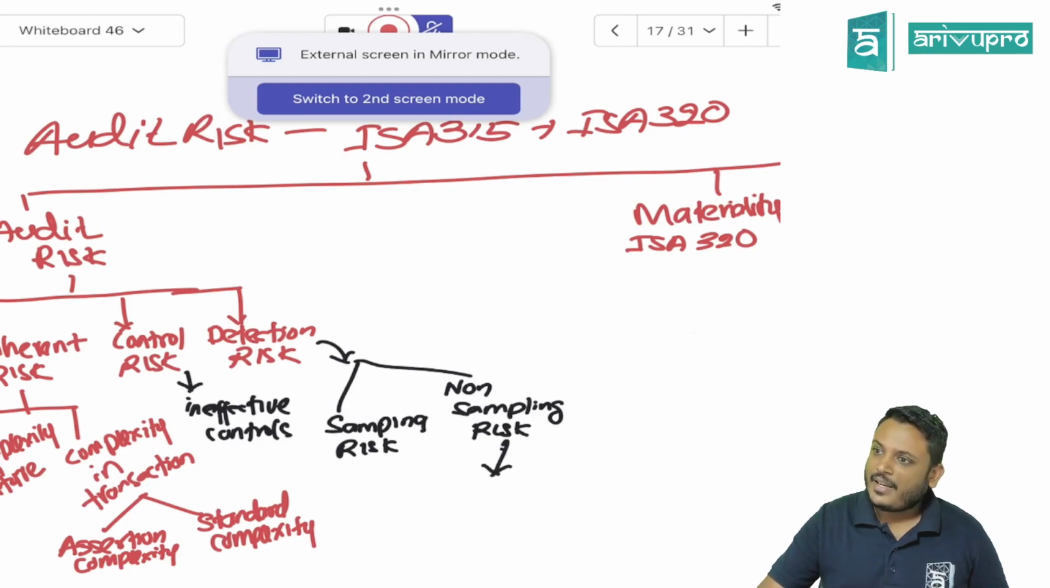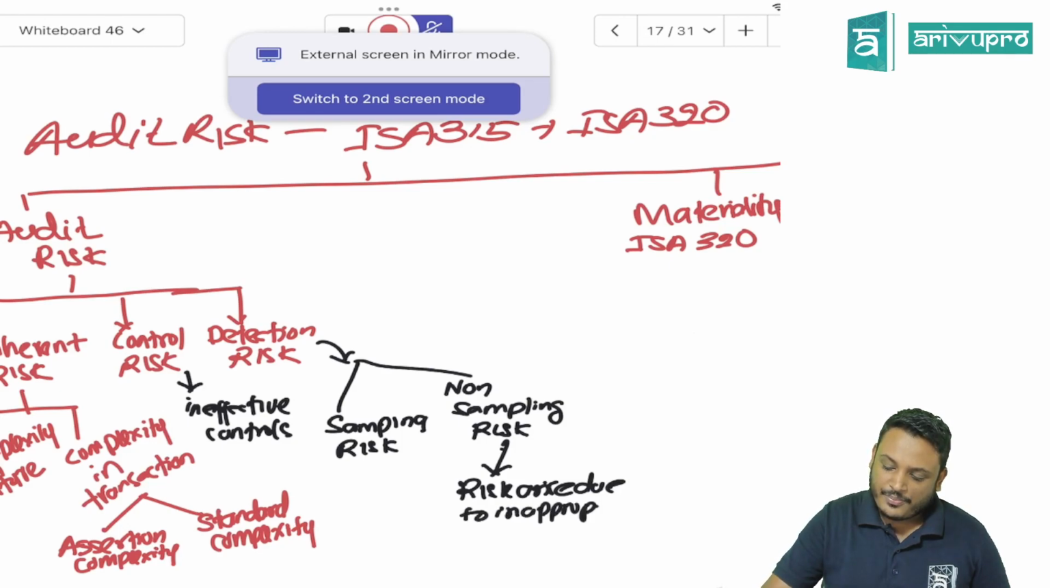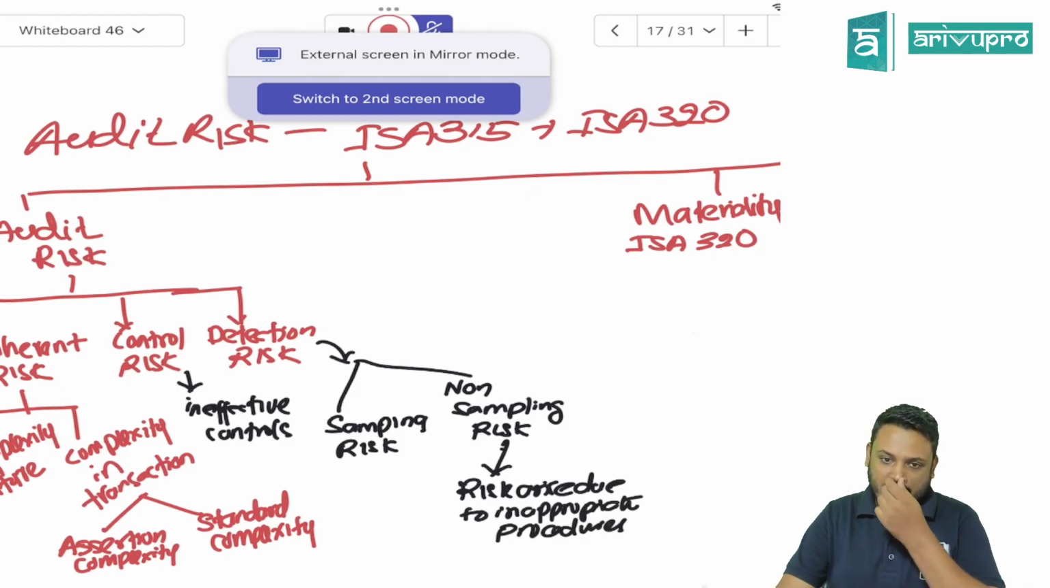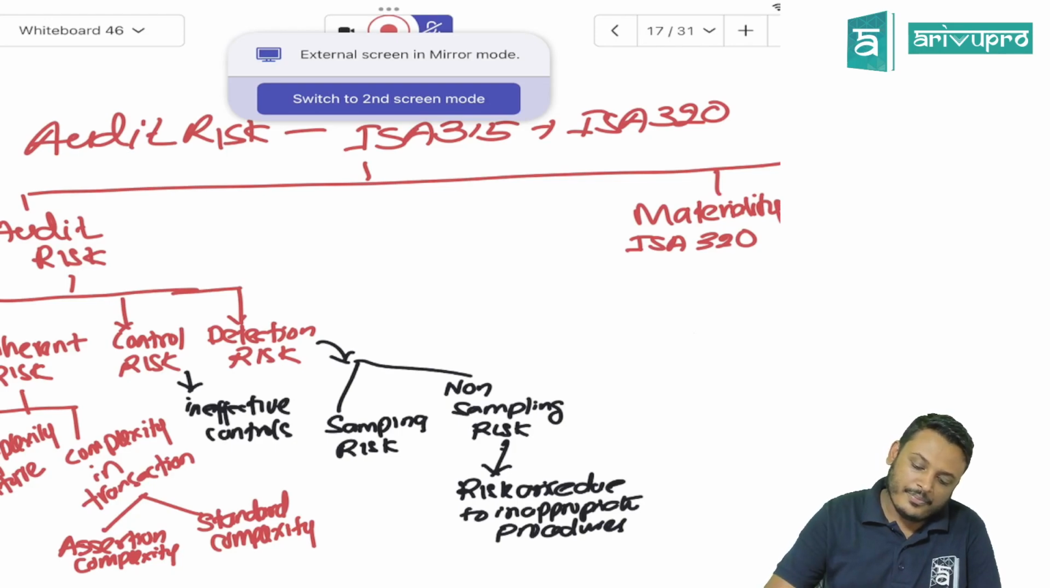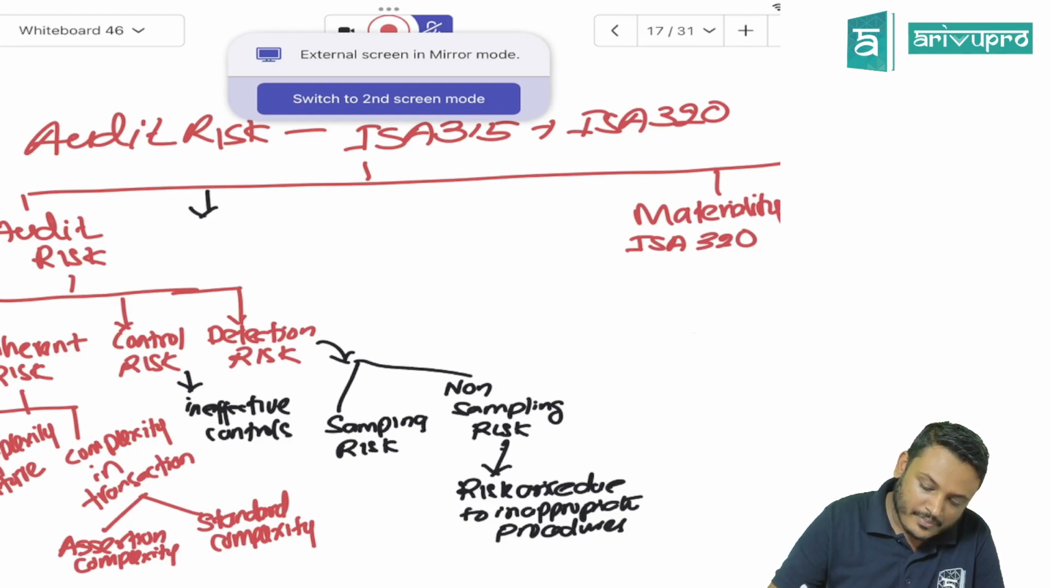Under non-sampling risk, write down: risk arises due to inappropriate procedures. Right? Now, again, this is also part of audit risk only. There is a lot to write, don't worry.